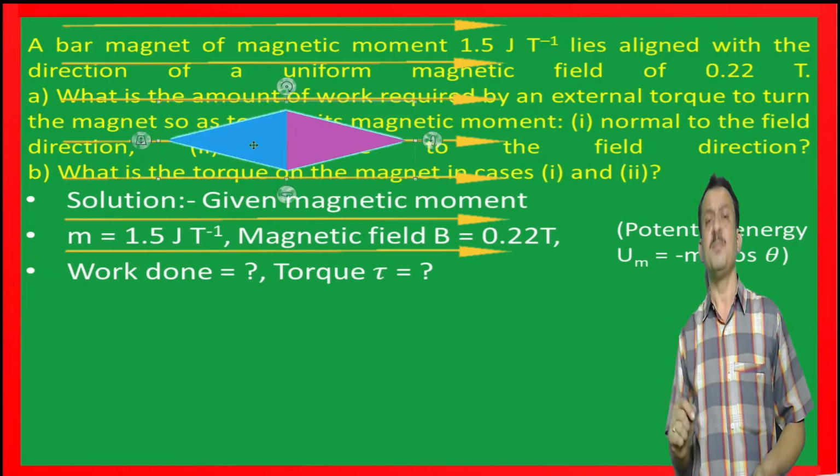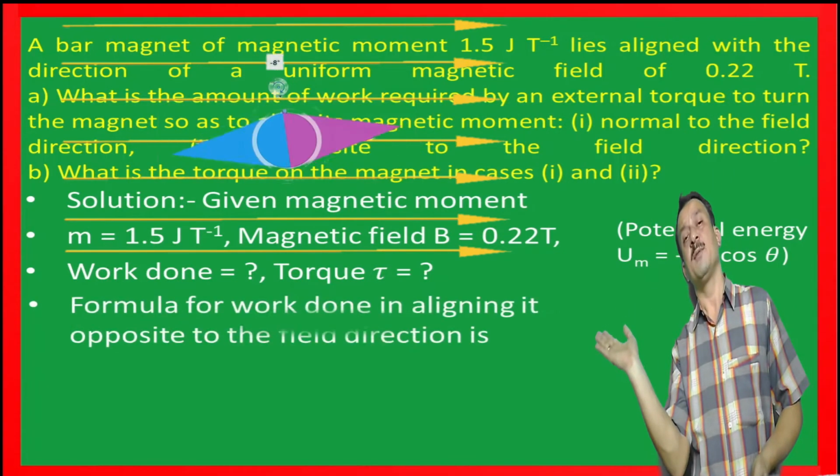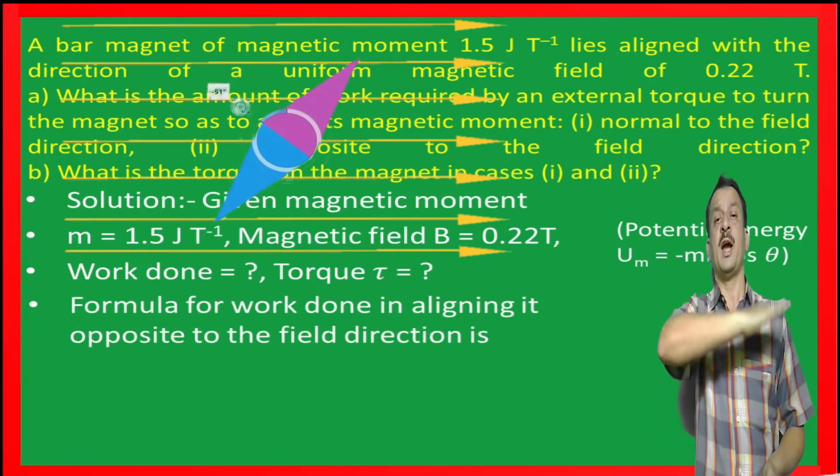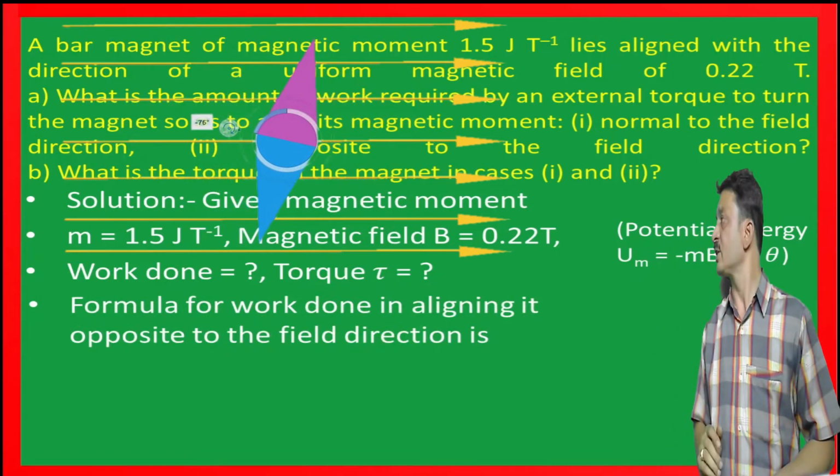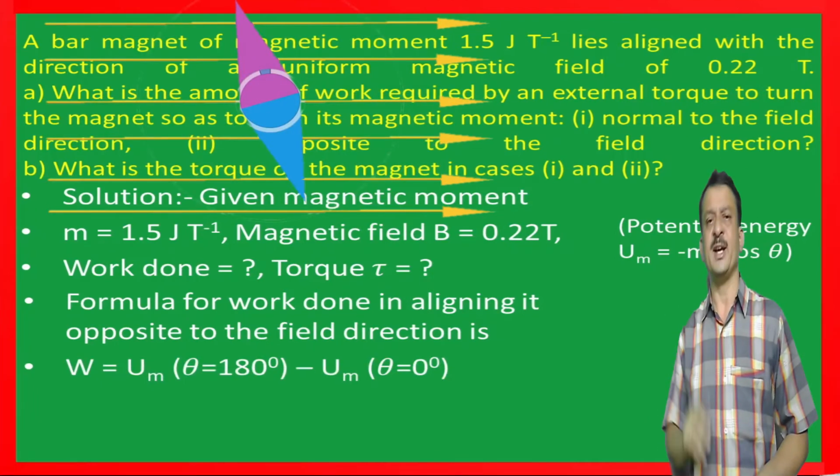Now the second part. In this second part, we are rotating the bar magnet anti-parallel, or opposite to the field direction. Therefore the angle becomes 180 degree.